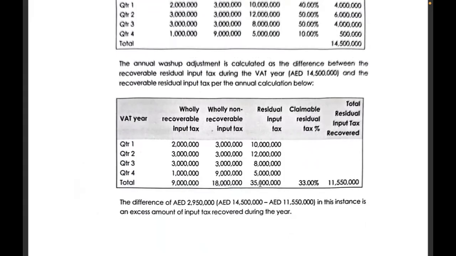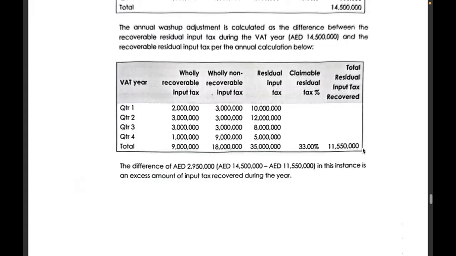On an annual basis, how much are we able to recover? We have to calculate. The ratio has to be taken between 9 million and 9 plus 18 million. It's one third, we can see easily, 33%. So we should have claimed only 33% of the full year's residual input tax, which would become 11.55 million. But how much did we actually claim during the year? It was 14.5 million. You see this difference? So we overclaimed; we claimed more than was allowed during the year. That difference of 2.9 million, between this 14.5 and 11.55 million, we overclaimed. So in this instance, there is an excess amount of input tax recovered during the year, so we have to reverse it.